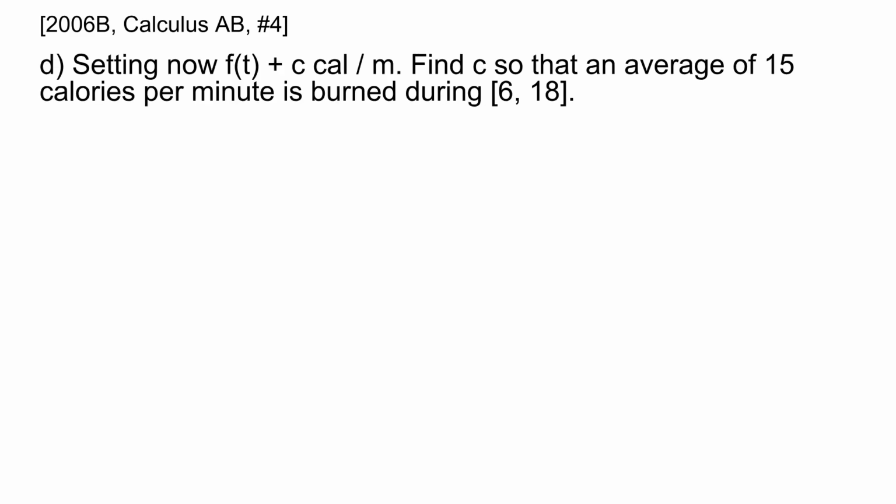In part D of this question, setting the function now to f of t plus some constant c, calories per minute, find the value of c so that an average of 15 calories per minute is burned during the interval from 6 to 18 minutes.